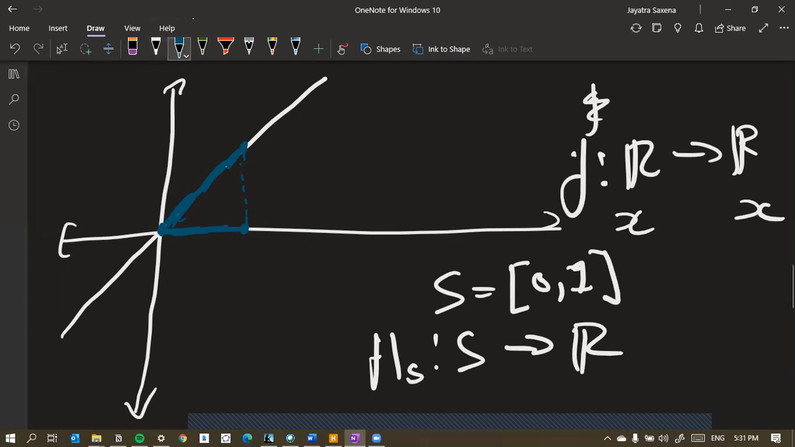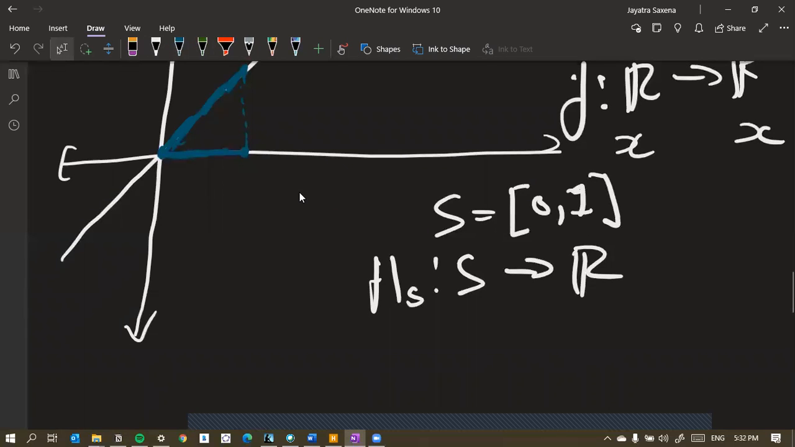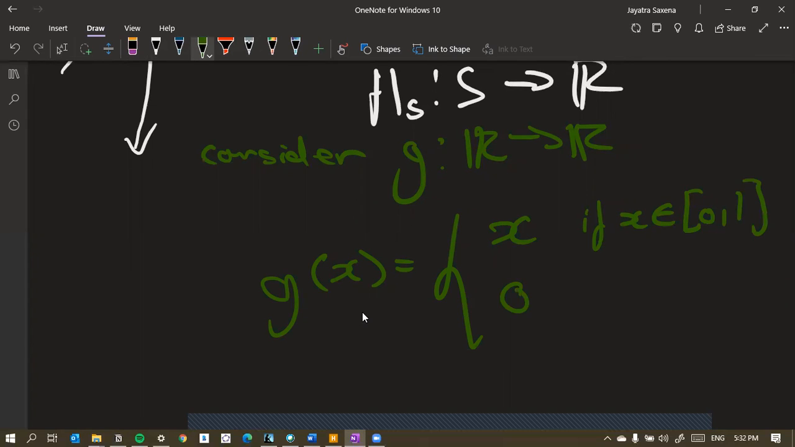So this function. And here's the tricky part: what if we consider the function g that goes from real to real, such that g of x is equal to x if x belongs to the interval 0 to 1, and it's 0 otherwise, right?